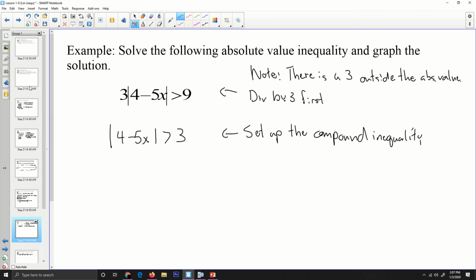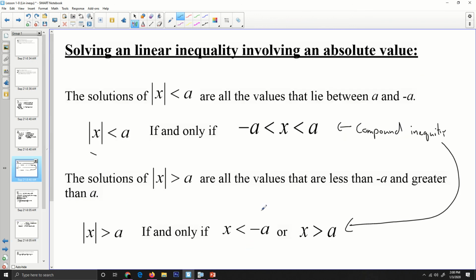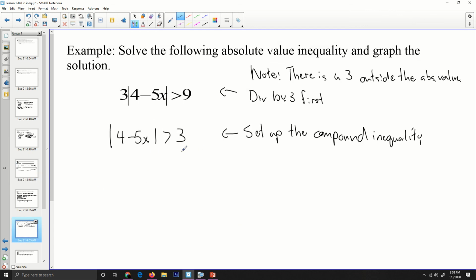And because it is a greater than symbol here, we're going to use this compound inequality. So we're going to take the expression and set it less than the negative value outside, and the expression greater than the positive value on the outside there. It'll be 4 minus 5x is less than negative 3, or 4 minus 5x is greater than positive 3.